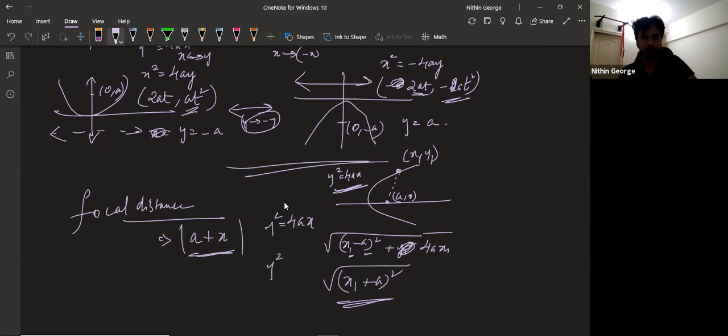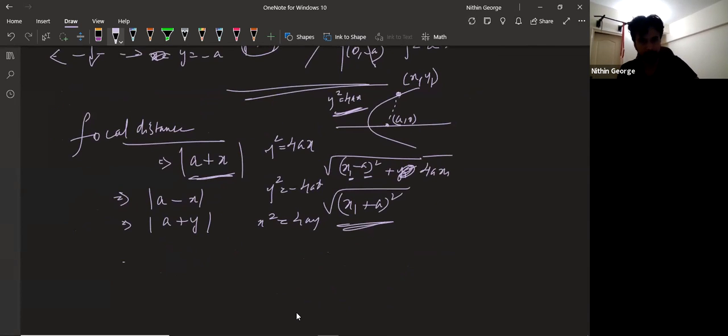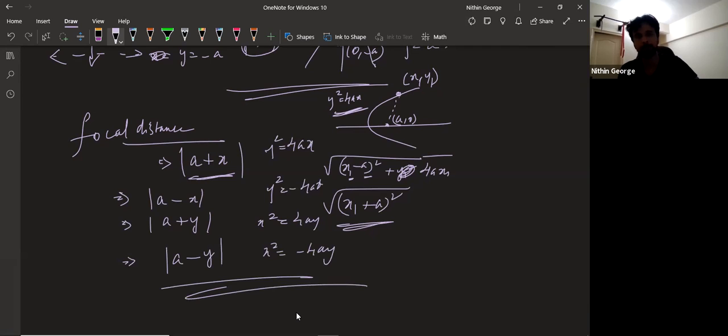Now, for y square equal to minus 4ax, what will the focal distance be? a minus x. Okay. For x square equal to 4ay, what will the focal distance be? a plus y. Remember, you can remember the changes here, right? You're replacing x with y here. Then, for x square equal to minus 4ay, what will it be? Focal distance? Mod of a minus y. Okay, remember all this.